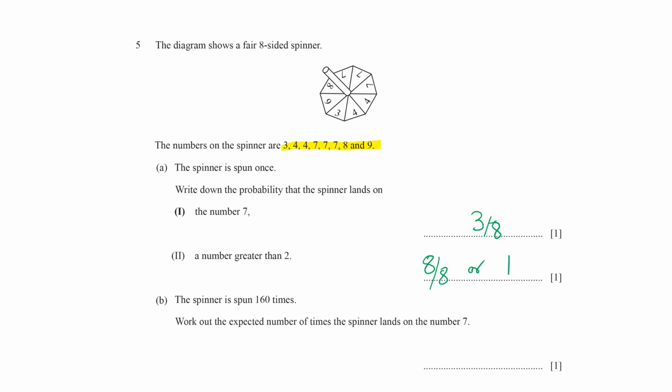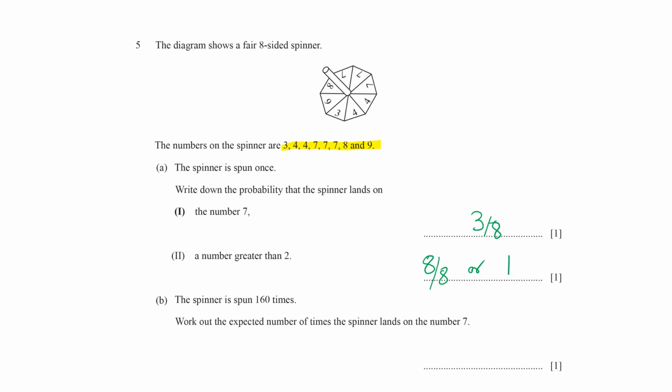Okay, let's move on to the B part. The spinner is spun 160 times. Work out the expected number of times the spinner lands on the number 7. Now how do we calculate this? The expected number of times will be equal to probability multiplied by the number of times the event is happening, right?